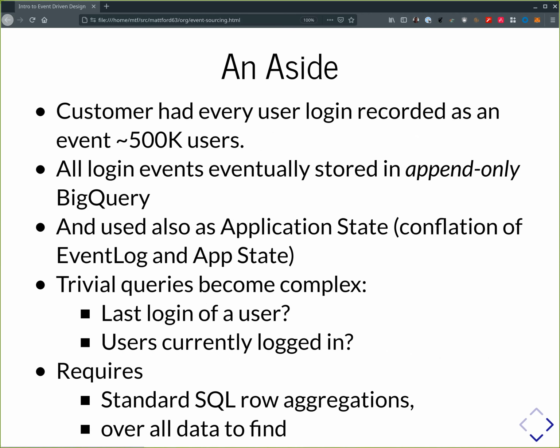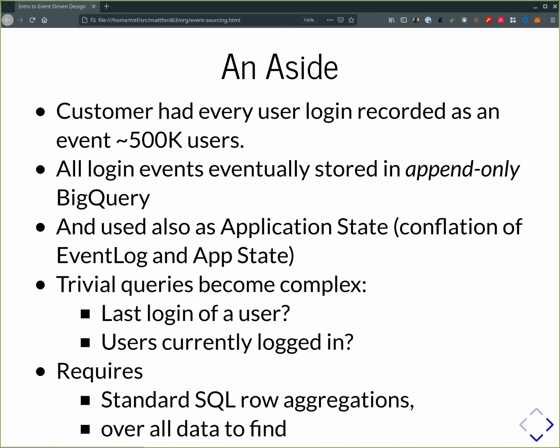So recently we've been working with a customer. They've got like 500,000 users. They're recording login events, and those logins are stored in an append-only BigQuery. So this is a bit of a conflation between their application state and their event log. I think the reason they do that is because they want to reduce their infrastructure burden. They don't want to have multiple different systems.